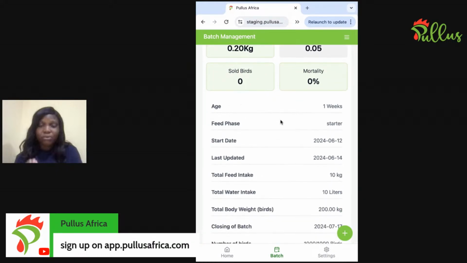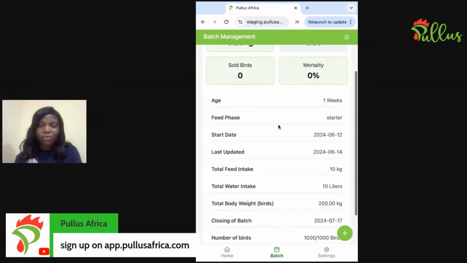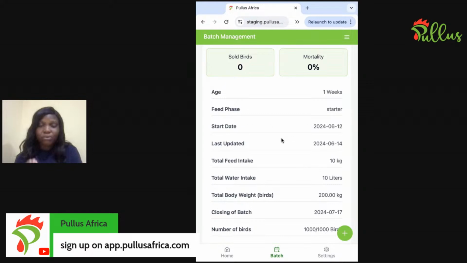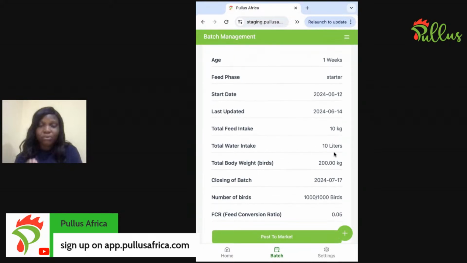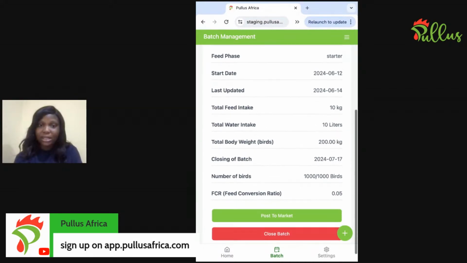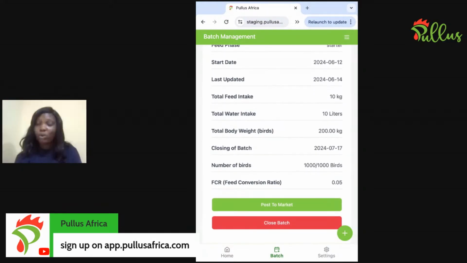age 1 week, phase starter, start date 12th of June, last date updated 14th, total feed intake 10 kg, total water intake 10 liters, total body weight of birds 200 kg. That's for the 1000.